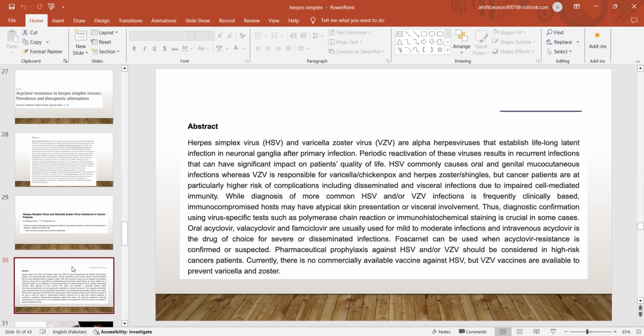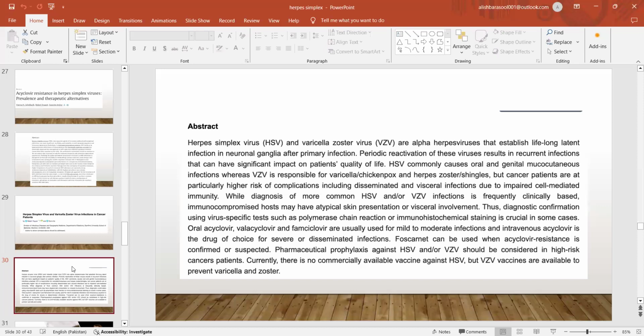While diagnosis of more common HSV and varicella zoster virus infection is frequently clinically based, immunocompromised hosts may have atypical skin presentation and visceral involvement. Thus, diagnostic confirmation with virus-specific tests such as polymerase chain reaction or immunohistochemical staining is crucial in some cases. Oral acyclovir, valacyclovir, and famciclovir are usually used for mild to moderate infections, and intravenous acyclovir is the drug of choice for severe or disseminated infections.